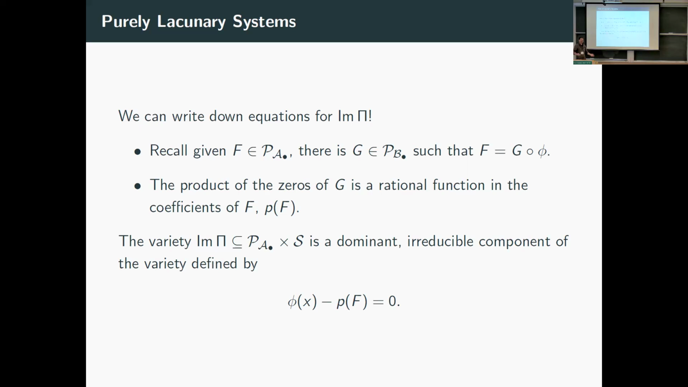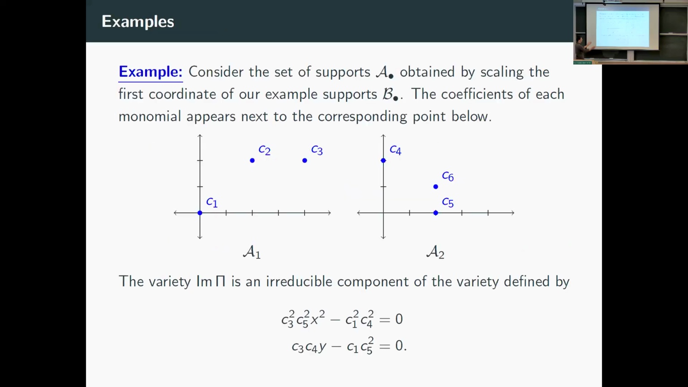So it sounds easy, right? Binomial equations, we should be able to do this no problem. The real problem with this is finding some expression for this PF. And it turns out that this PF you can write as a product of powers of facial resultants that come from your polytopes of these supports A dot. And so it turns out that's not a particularly easy thing to do if you have large sets of supports. But you can do it for small examples.